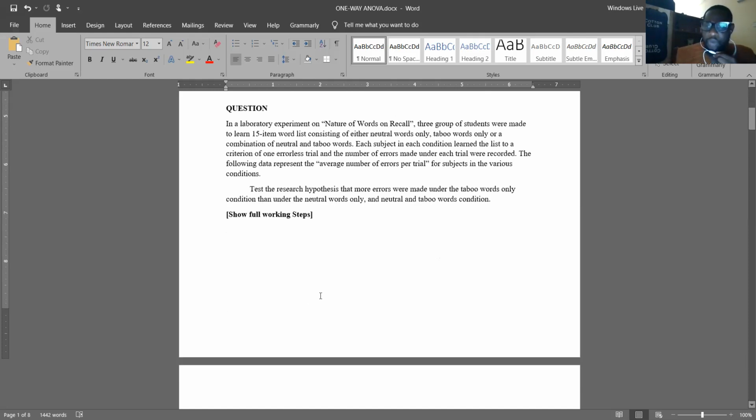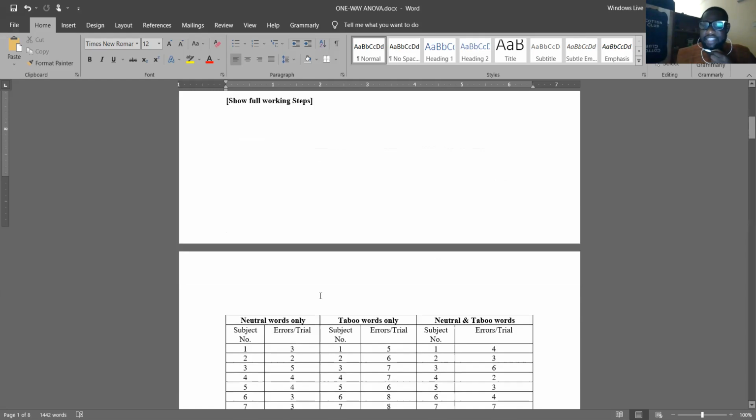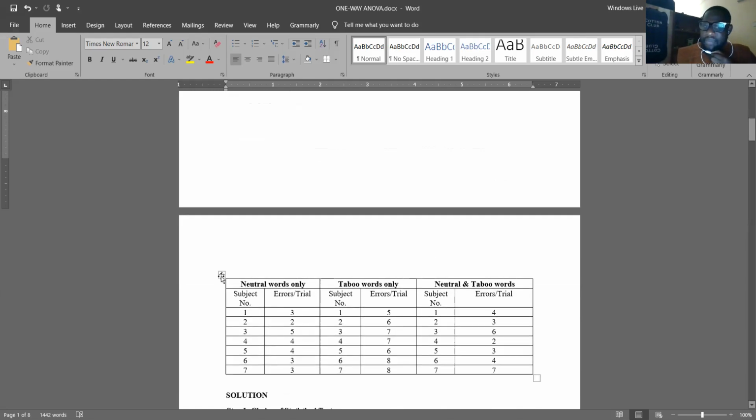So they are telling us to show full working steps, meaning that we are supposed to state or use the 6 steps to solve. And that's the table they've provided for us. And one interesting thing about ANOVA is that you could easily deduce, even without reading the question, the moment you see the table, that this question is ANOVA, because you could see that per this table, they have 3 separate groups: neutral words only, taboo words only, then neutral and taboo words.